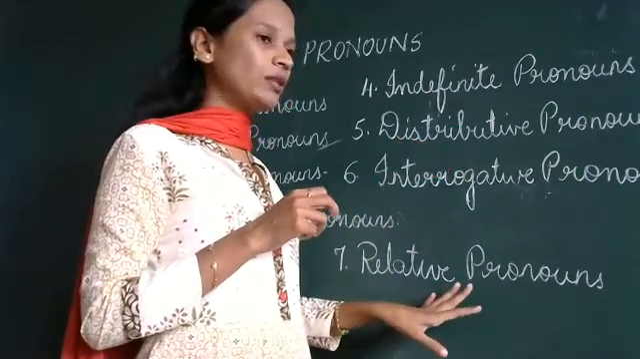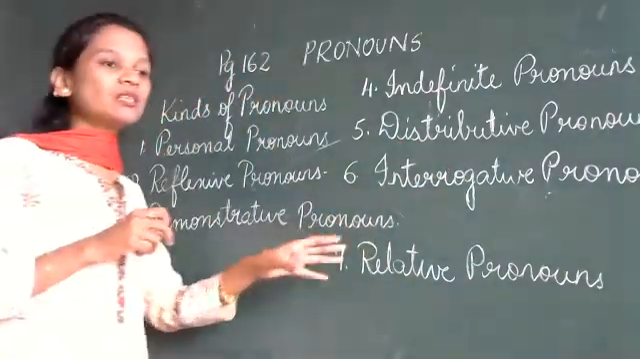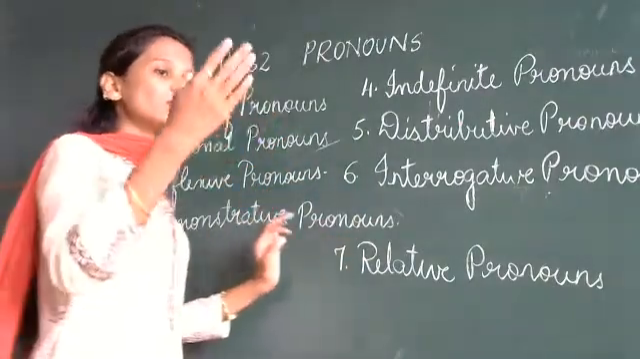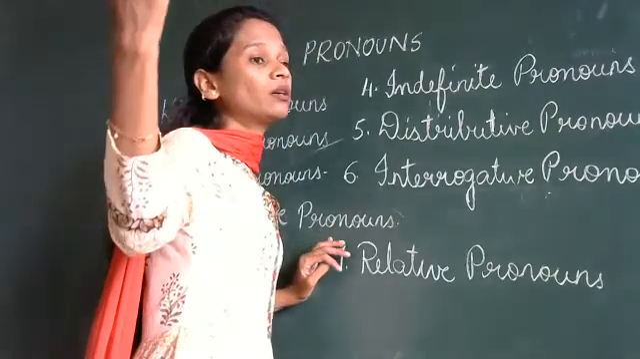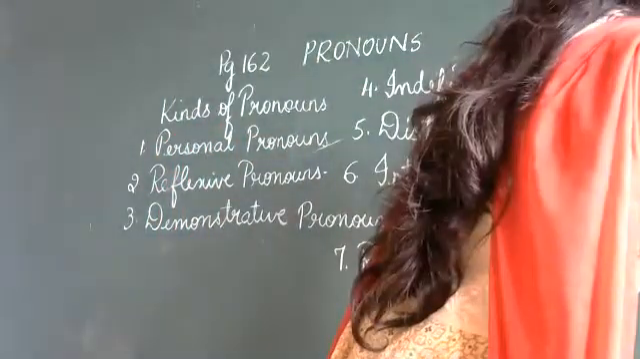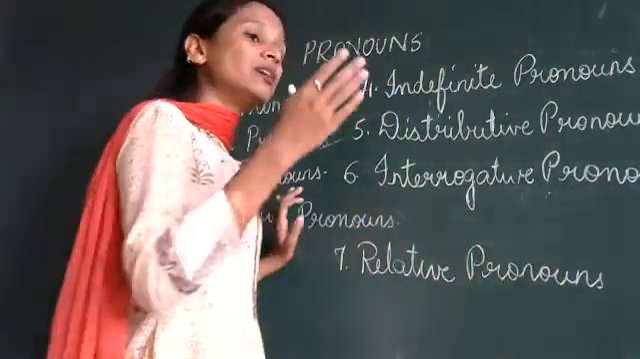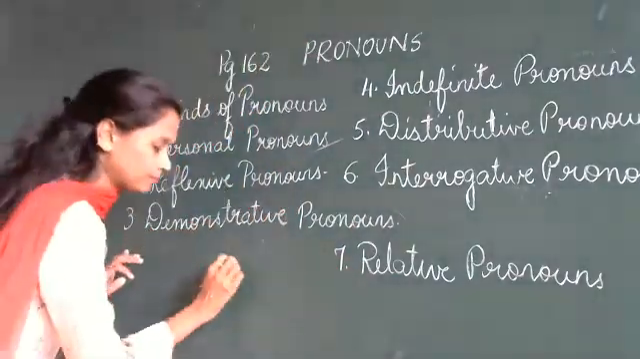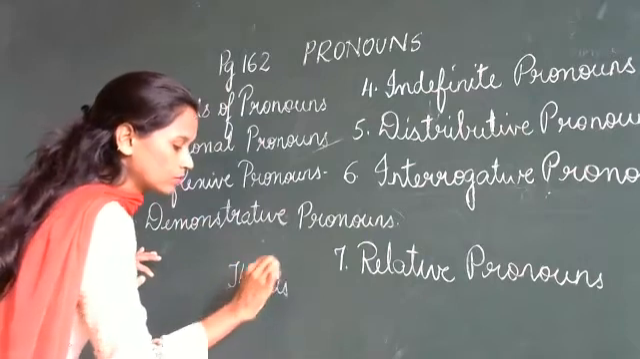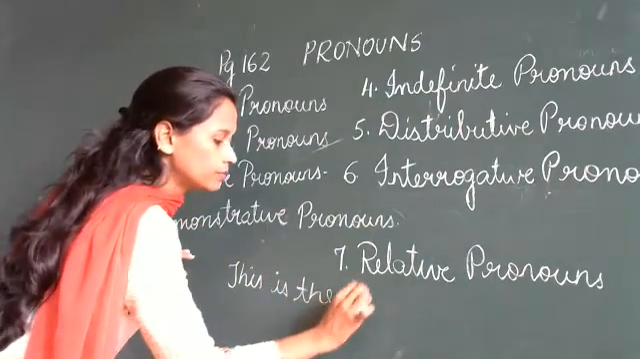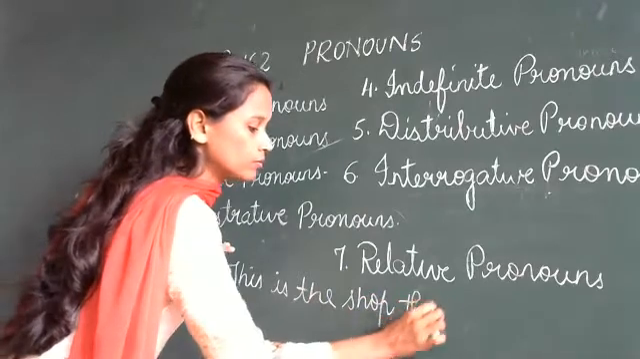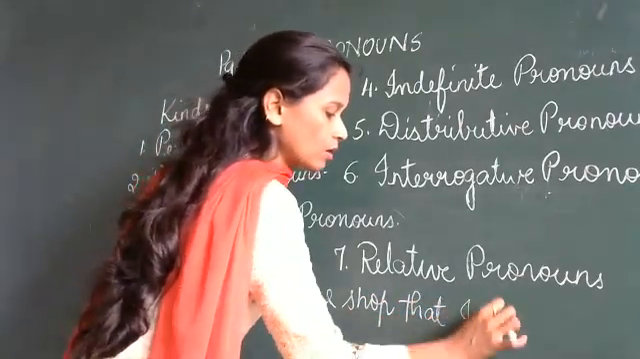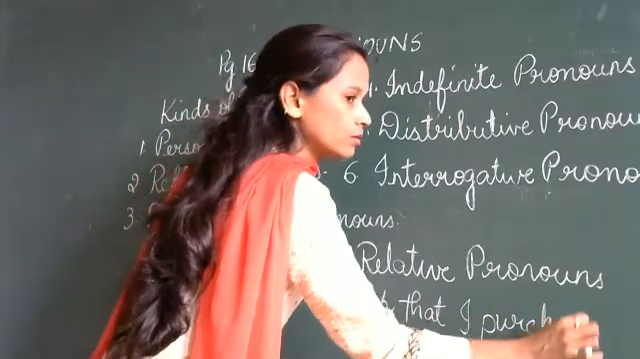Wait, children, let me complete this. Now, relative pronouns are used to join two sentences. For example, I'll say, this is the shop that I purchased my dress. I'll write here: this is the shop that I purchased my dress.